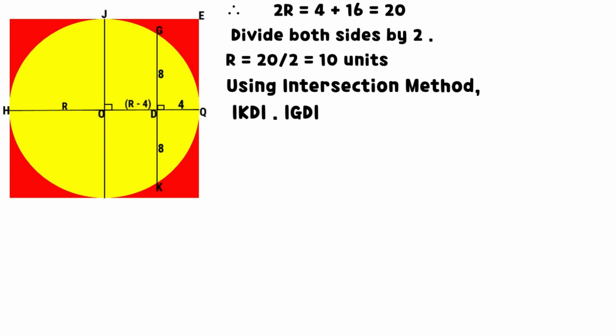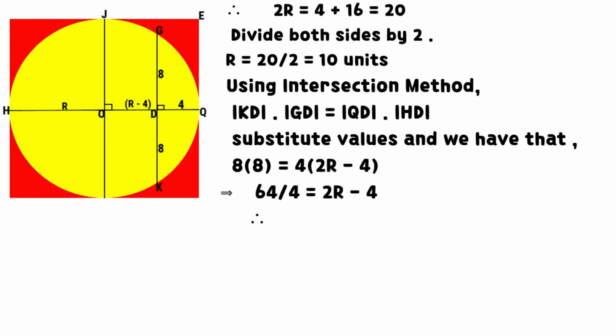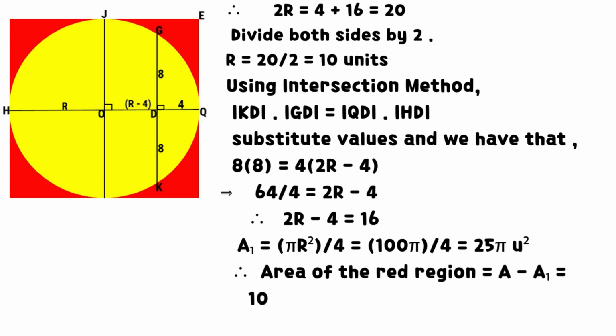Using intersection method, the product of length of line K, D and line G, D equals the product of length of line Q, D and line H, D. Substitute values and we have that 8 times 8 equals 4 times 2 times R minus 4. It follows that 64 divided by 4 equals 2 times R minus 4. Therefore, 2 times R minus 4 equals 16.